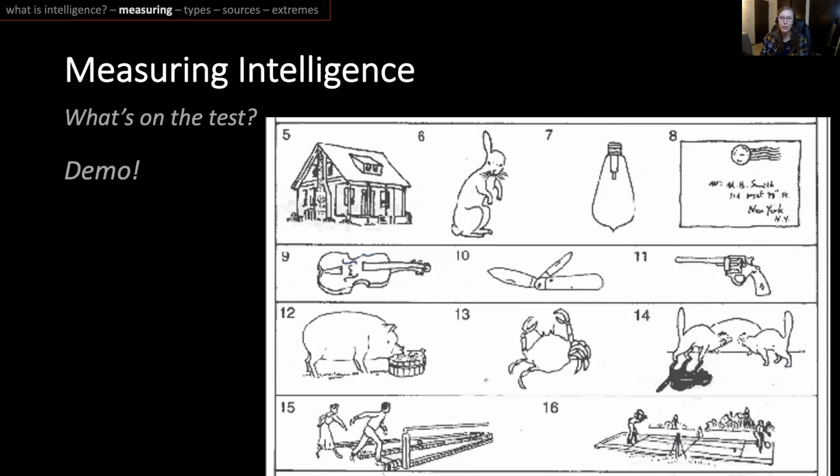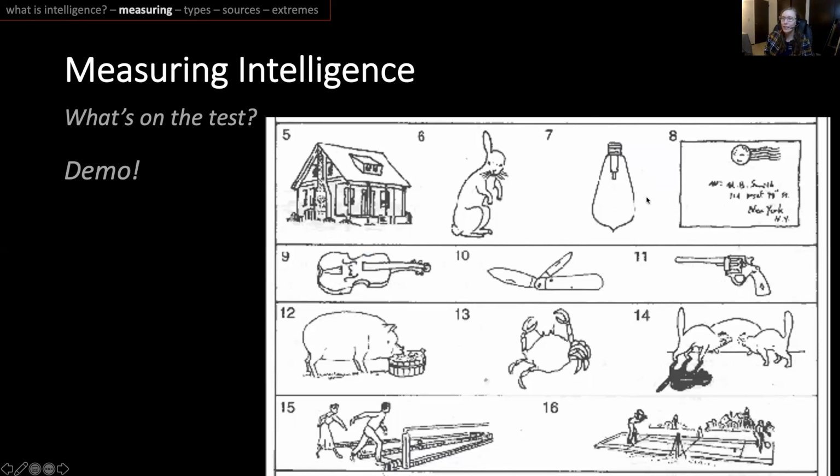Okay, so let's get into actually measuring it on an item by item level. You might be wondering, what is actually on these tests? How do we actually measure IQ? Since the development of what IQ is, many tests have been created throughout the years to try to get at it. And some of these are a lot better than others.